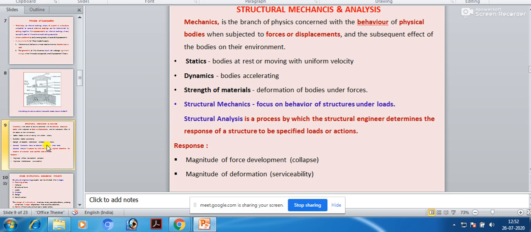I will discuss this collapse and serviceability in the next class. You will be learning more about collapse and serviceability while studying the course of reinforced concrete design, which you have in this semester only. But I will give you a brief idea about collapse and serviceability in tomorrow's class.